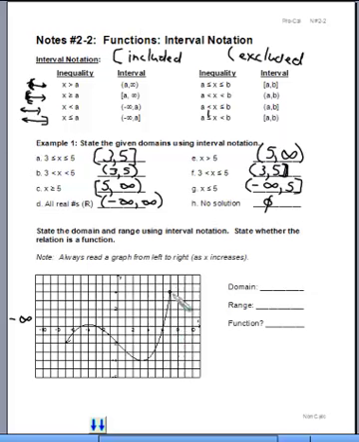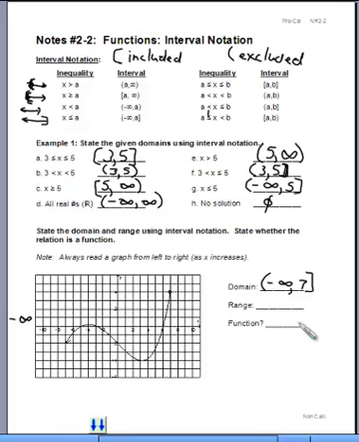But look at the dot to make sure: does it include 7 or does it not include 7? It looks like it does. So our domain is from negative infinity to 7, and it includes 7.